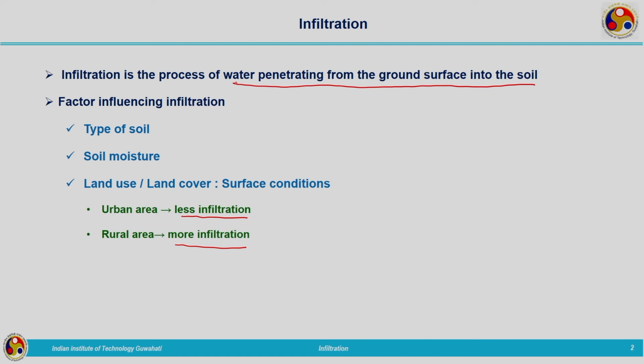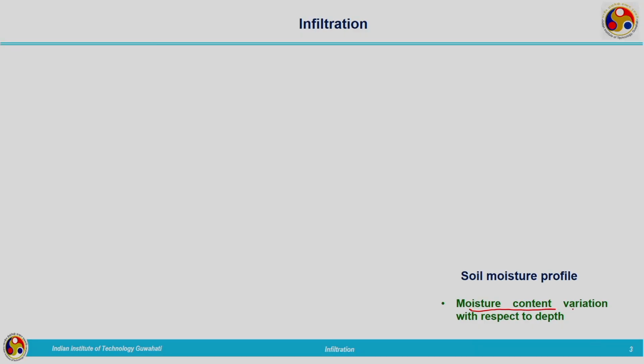Now, for understanding the process of infiltration, we need to have idea about soil moisture profile. Soil moisture profile is the profile representing the moisture content variation with respect to depth. So, we can assume the ground surface like with this horizontal line which is representing the x axis. Along the x axis we are going to plot the moisture content. The minimum value of moisture content will be equal to 0 and it can go up to a maximum value of theta equal to eta.